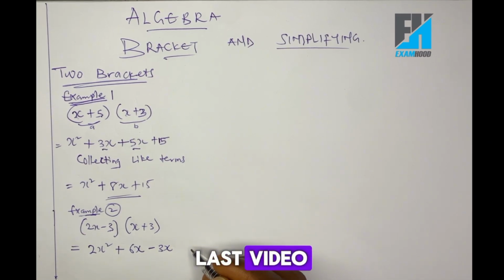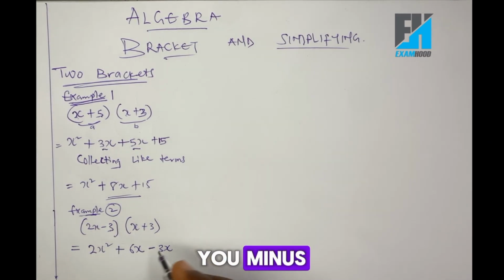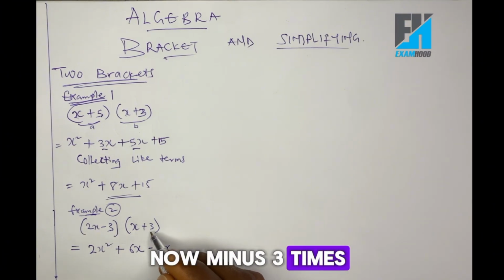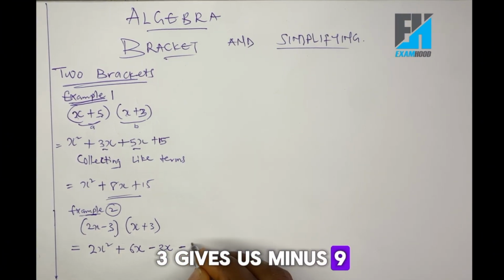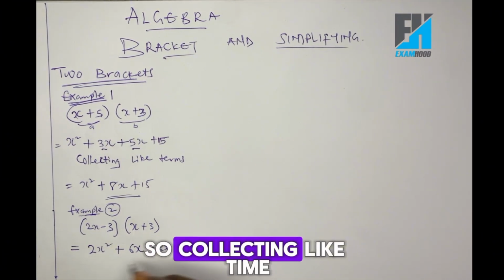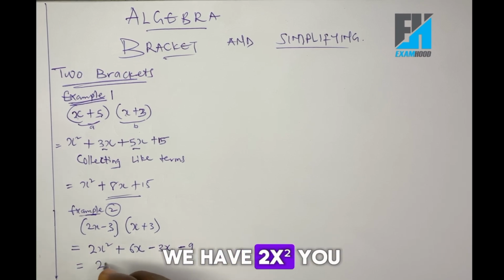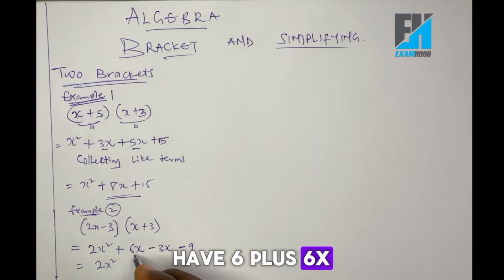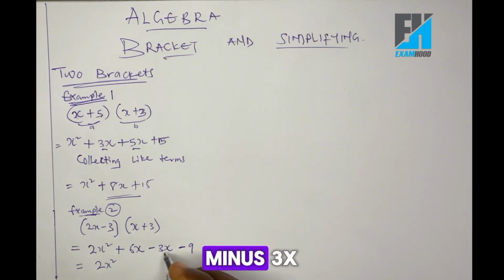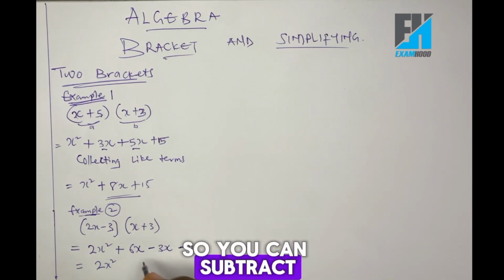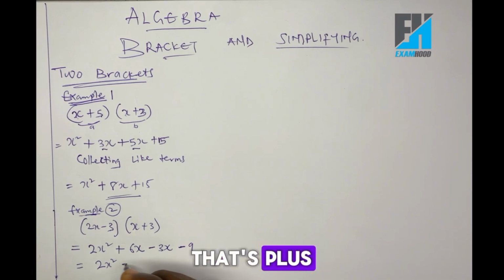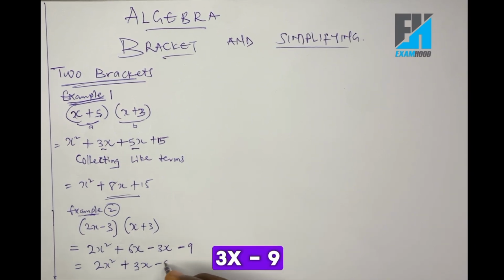I told us in the last video, minus times plus gives you minus. Now, minus 3 times 3 gives us minus 9. So collecting like terms, we have 2x squared. You have plus 6x, and then you have minus 3x. So you can subtract. That's plus 3x minus 9.